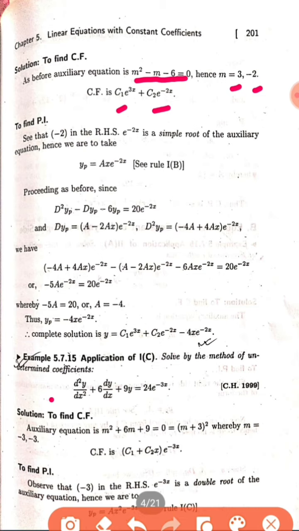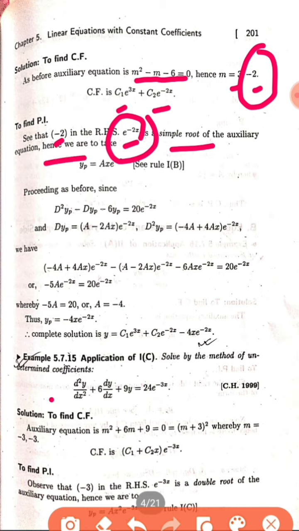Here you can see that the value of m is -2, which is already present on the right-hand side of the main equation. Here e^(-2x): in the power of e, the coefficient of x is -2. So -2 is a simple root of the auxiliary equation. Here is a repetition of -2. So you can write YP as A x e^(-2x). We have already discussed this by rule 1b. So we have taken YP as this.